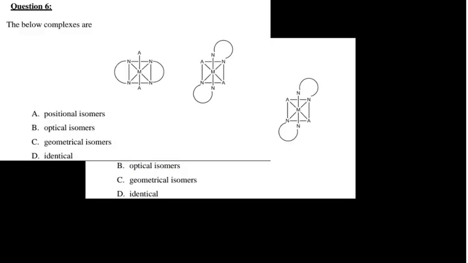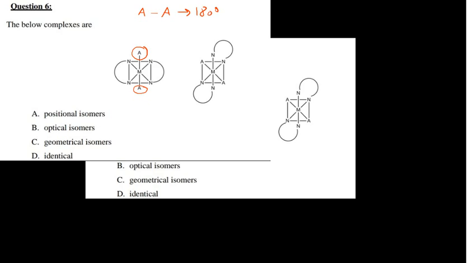Now my next problem. It says the two complexes shown below are actually positional isomers, optical isomers, geometrical isomers, or identical ones. This question is quite simple. How? You can see here, this is your A and this is your A, that means both A, they are forming a 180-degree angle, that means they are trans to each other.